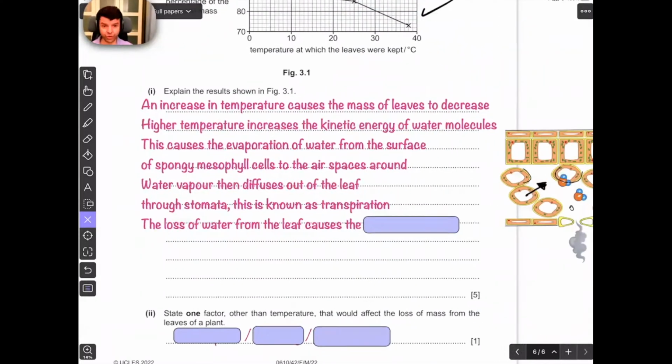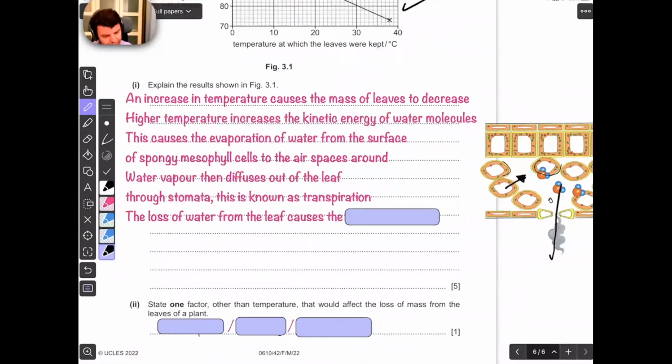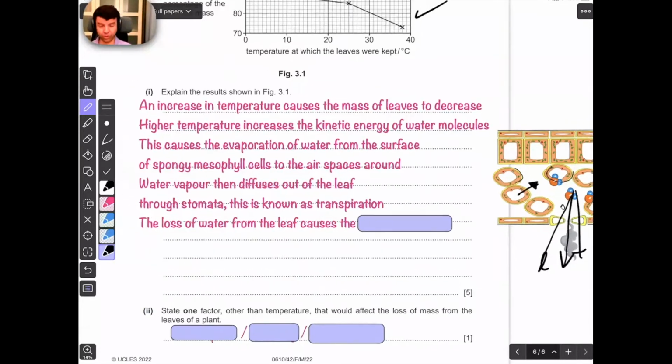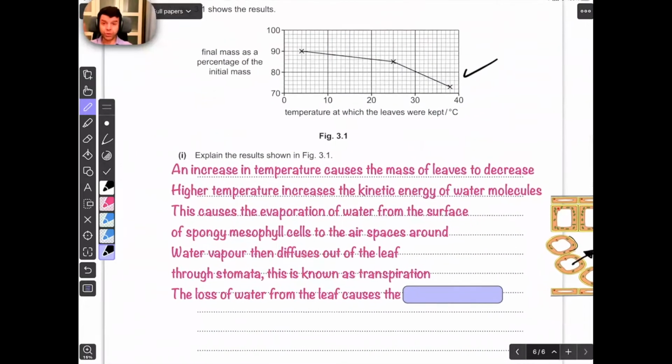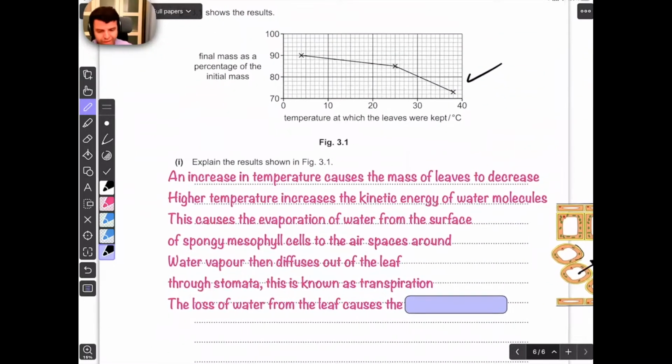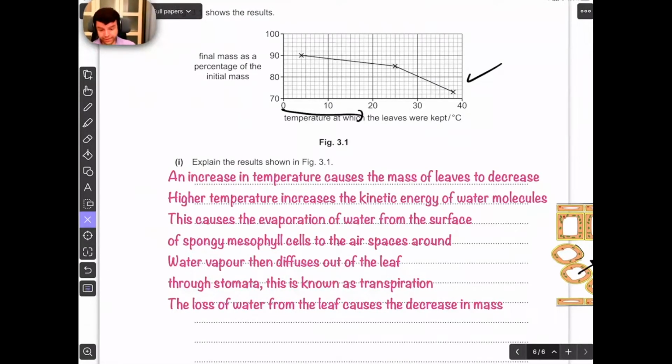I have to stress that the loss of water vapor, or the loss of water in general, is the reason why the mass is decreasing, right? Sometimes we go into so much depth and we forget the most basic thing. The most basic thing here is that the reason why the mass is decreasing is because it's drying up. The leaf is drying up. Okay? Is there any question?